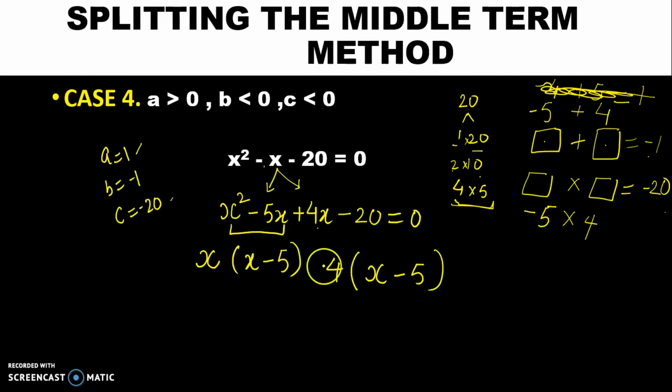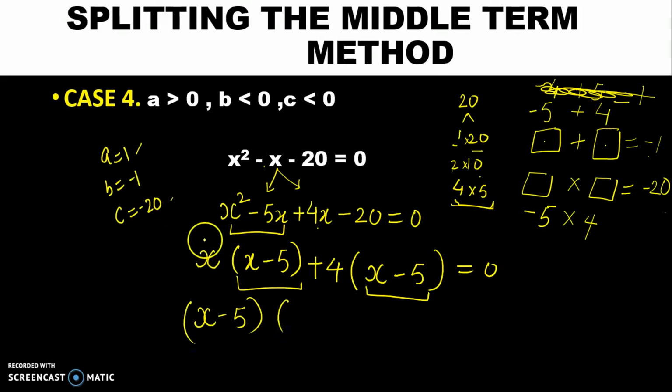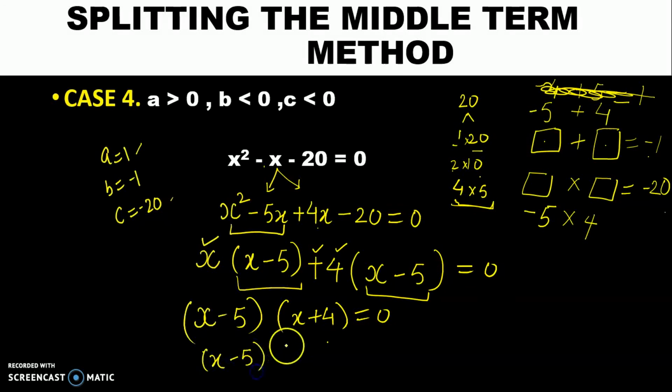If I have not taken minus sign common and I have taken only plus here outside the bracket, so these two brackets are same, x minus 5 and x minus 5. So our work is done here. Now write the same bracket only once and write the remaining thing, x plus 4. So this product is 0, that means individual expressions x minus 5 and x plus 4 are equal to 0. So we get x is equal to 5 and x is equal to minus 4.